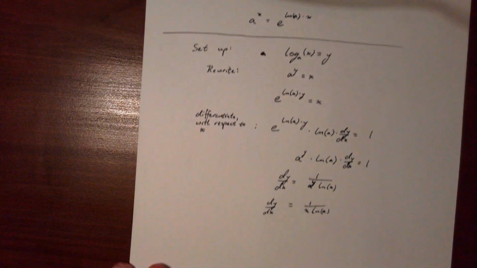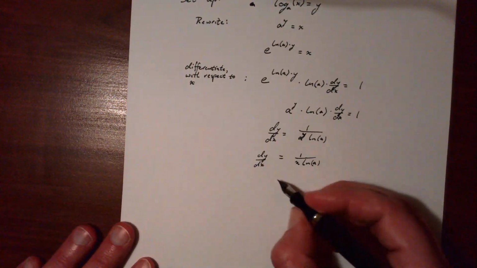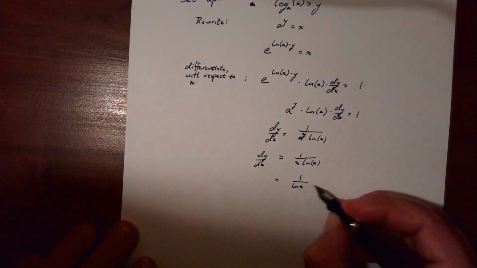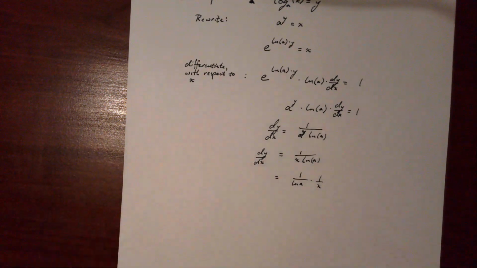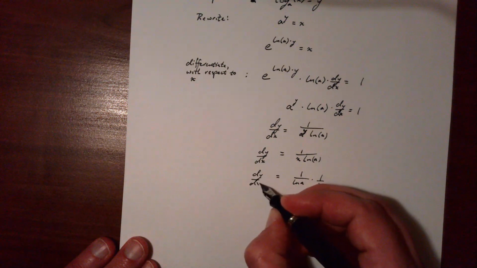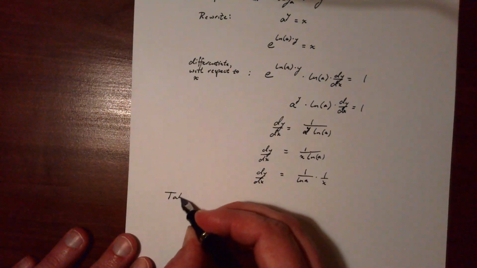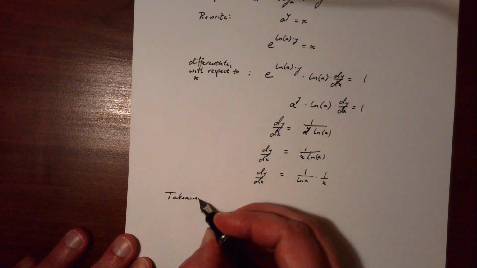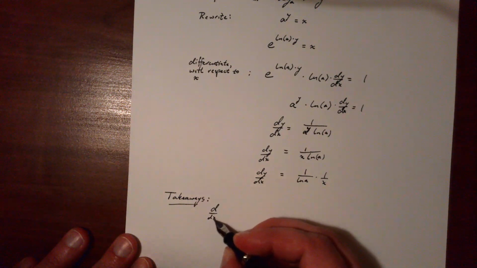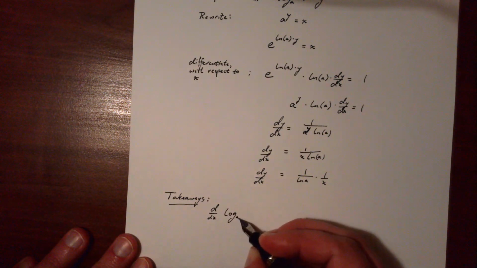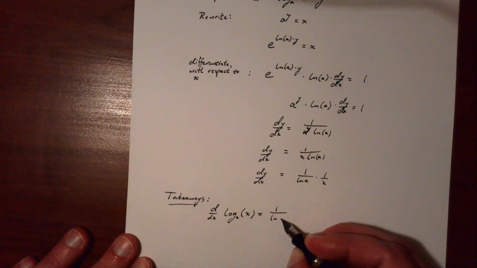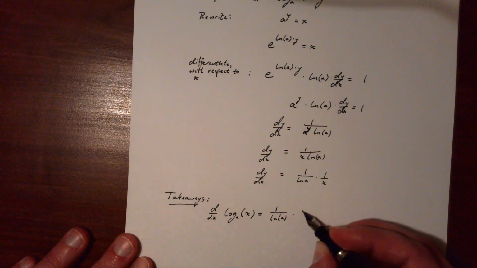So we have 1 over x times ln a, which we can rewrite as 1 over ln a times 1 over x if we want, or however we want to write it. Okay, so now the takeaways. The derivative with respect to x of any old logarithm is 1 over the natural log of the base times 1 over x.